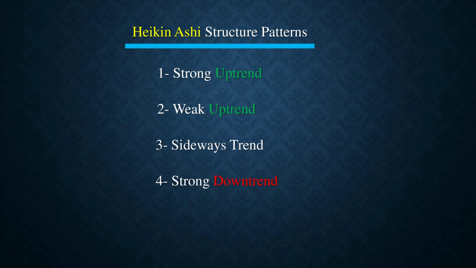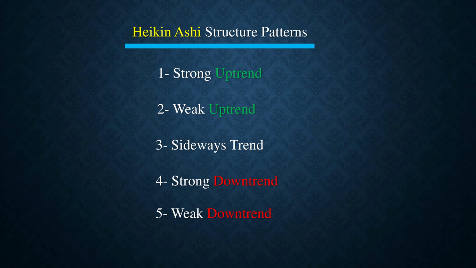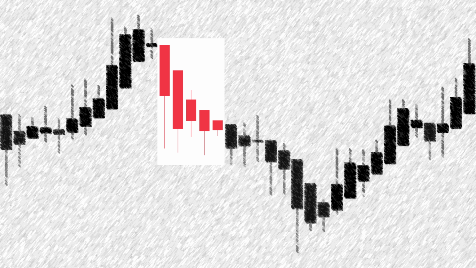The fourth pattern is a strong downtrend. In this position, red candles are getting bigger and it indicates that sellers are really stronger than buyers, and also it is the best time to go for a short position, and the overall picture of the market is bearish. The fifth pattern is a weak downtrend. In this situation, the bodies of red candles are shrinking and upper shadows start to appear gradually.